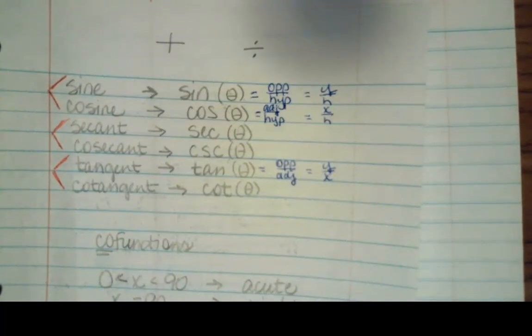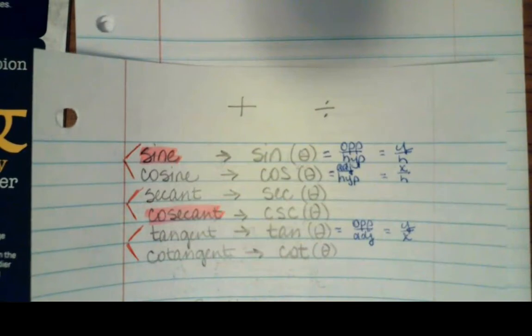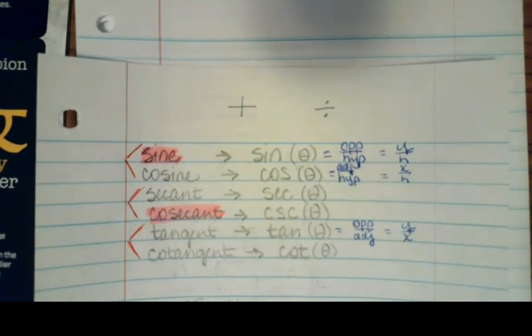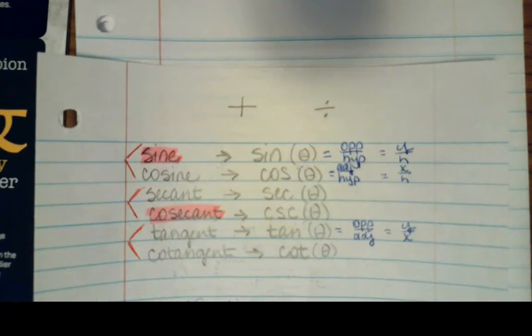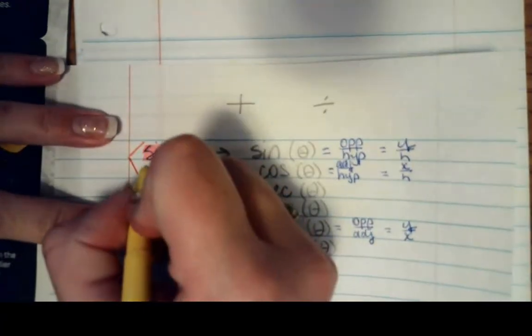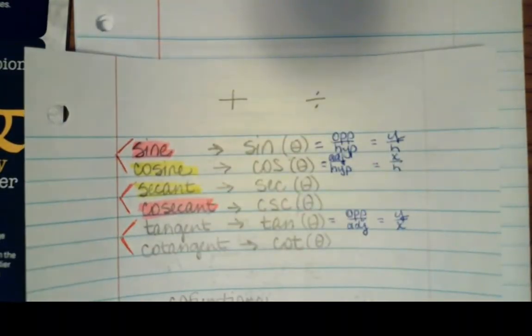The other ones are going to match up, so I'm going to highlight, okay? Sine and cosecant are reciprocals of each other. Remember, a reciprocal means you flip the fraction. So if I have 2/3, the reciprocal is 3/2. Okay? I know that cosine and secant are reciprocals. So I'm kind of organizing these in weird ways.